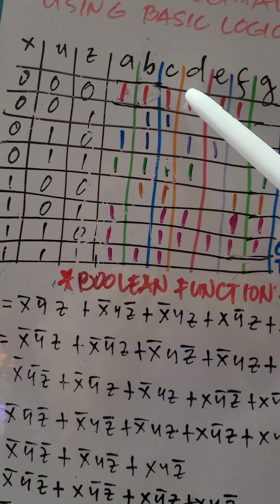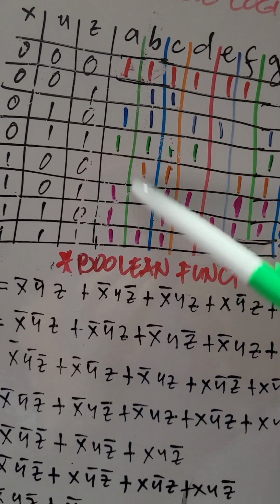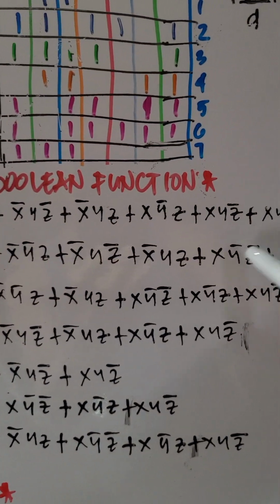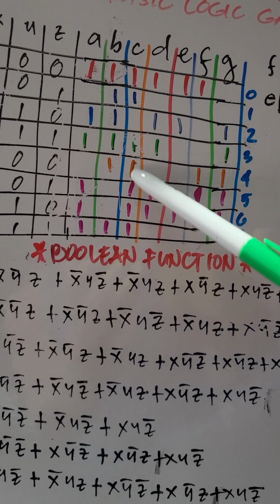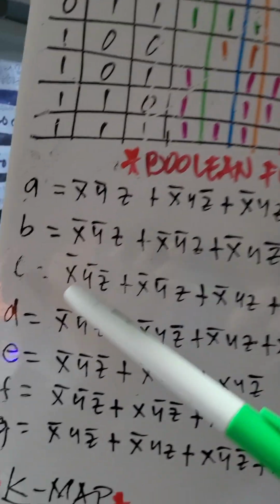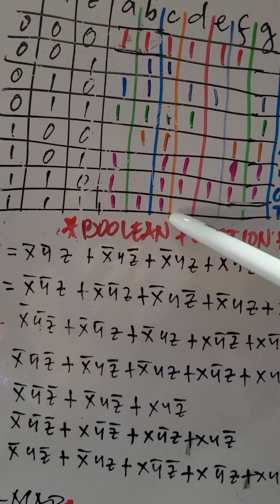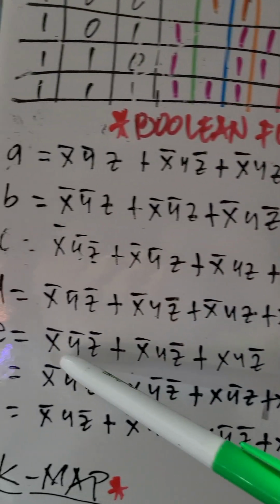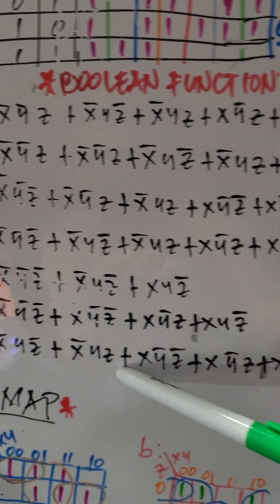Number 2, for B, so this one for B, this one X bar, I will not read anymore, so that one. For C, this one down, so C, this one. For D, all this one. For D, for F, for E, for F, for G.